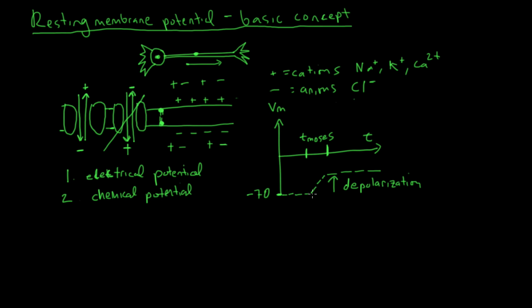And so that movement, what would that do? Well, if we have positive ions moving out of the cell, that is going to mean that there's going to be more positive charge here, which means that this is going to become more positive relative to this, or this is going to become more negative relative to this. So what we have is the opposite effect, where the membrane potential becomes more negative. And this is called a hyperpolarization.